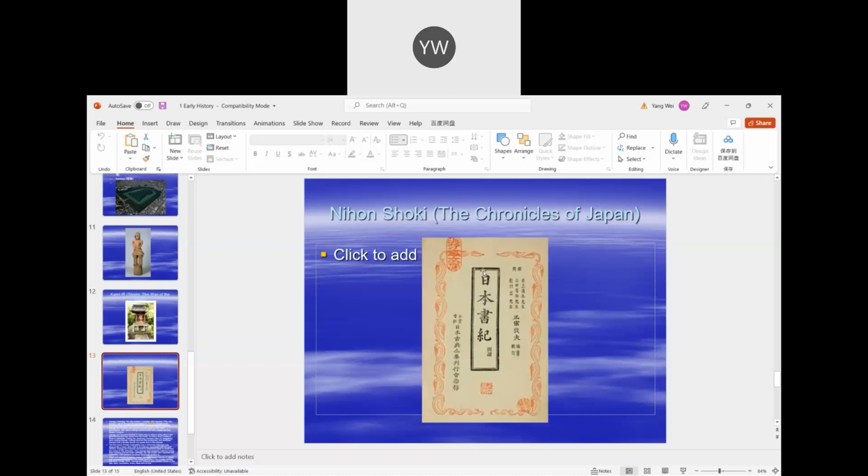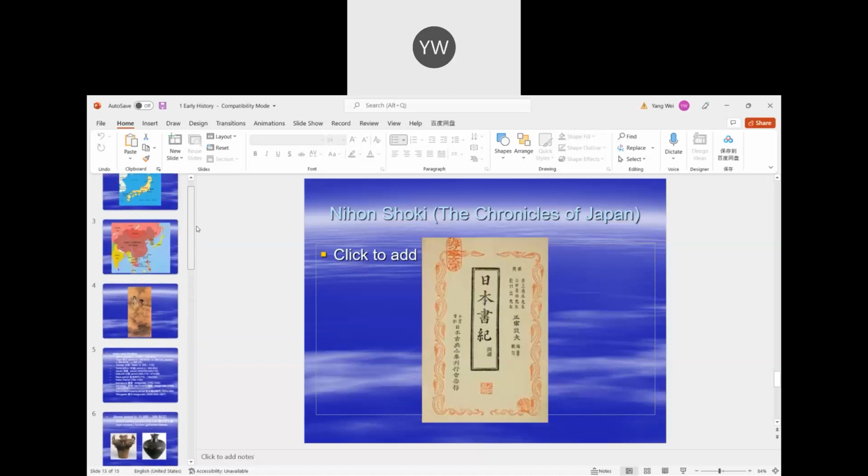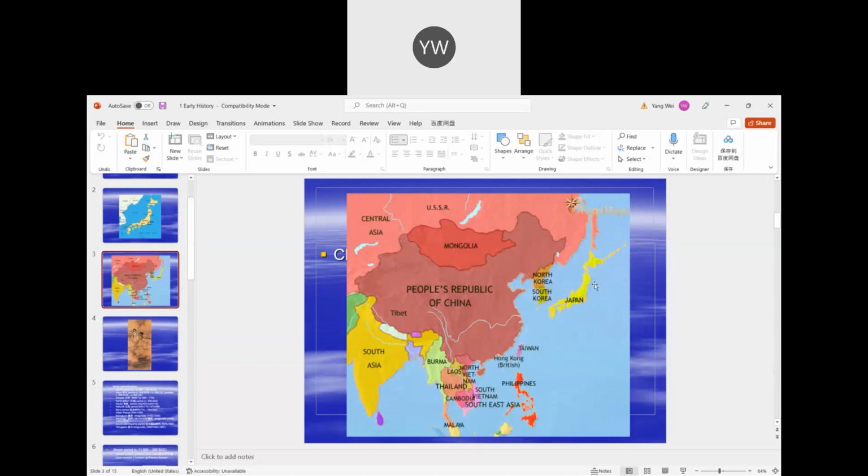It simply means the foundation of the sun. Why would they call themselves the foundation of the sun? Well, if you look at the map of East Asia, Japan is to the east of the continent. Compared to the Chinese, the Japanese see the sun earlier, right? So for the continent, Japan is where the sun rises because Japan is in the east. So this is why the Japanese call their own land the foundation of the sun.